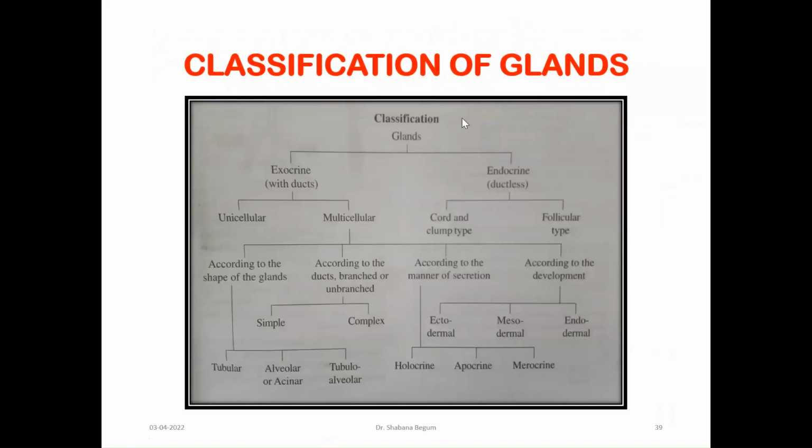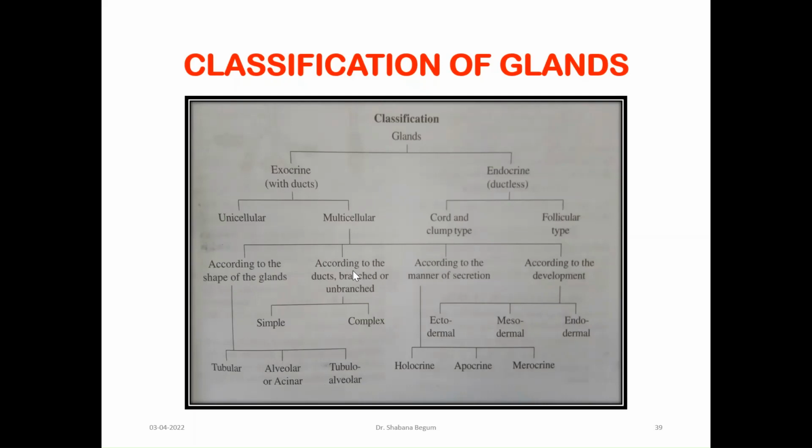Glands can thus be classified into two groups, the exocrine glands and the endocrine glands. The exocrine glands can further be classified as unicellular and multicellular. Multicellular glands are further classified according to the shape of the glands: number 1 tubular, 2 the alveolar variety, 3 the tubulo-alveolar variety.